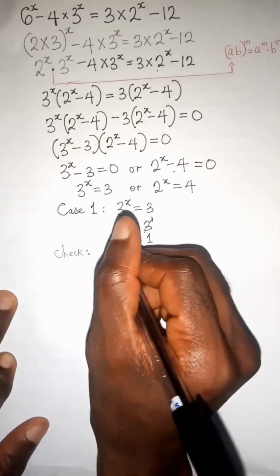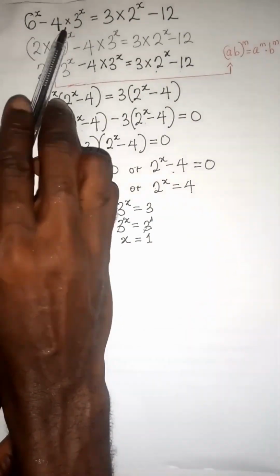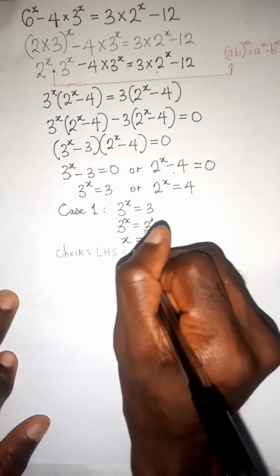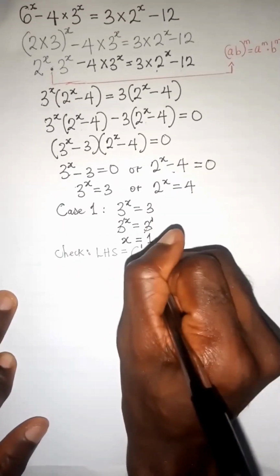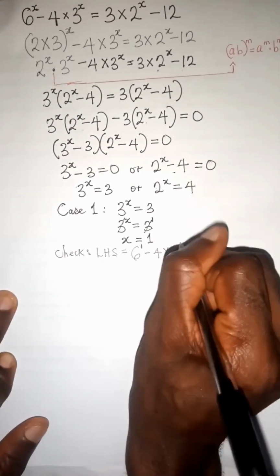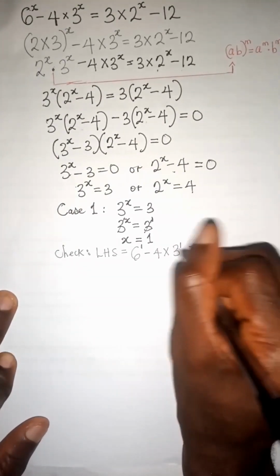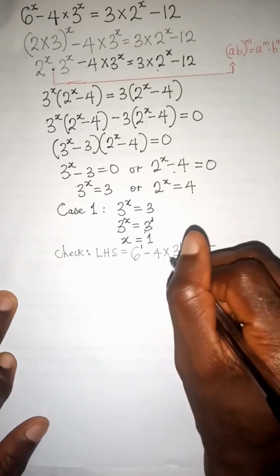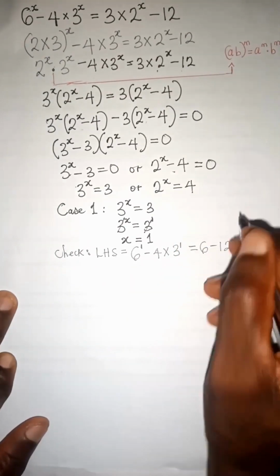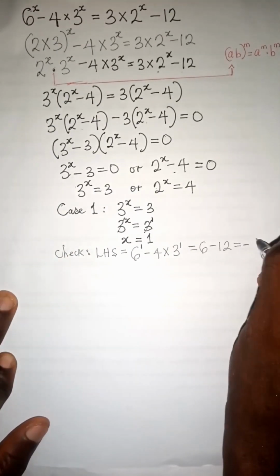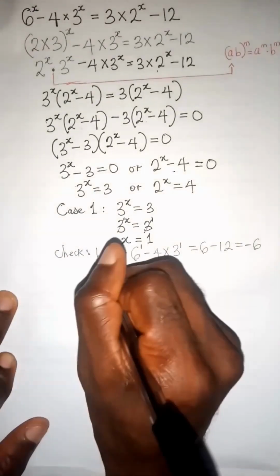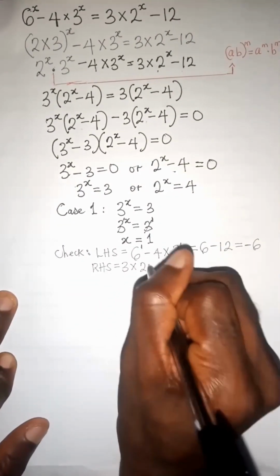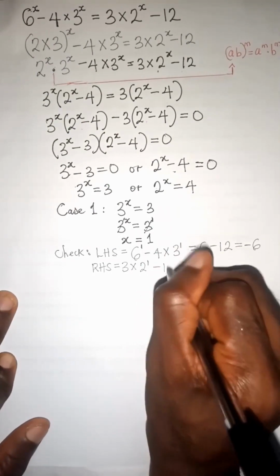Now, the original equation is 6 to the power of x minus 4 times 3 raised to the power x. So we start with the left-hand side. In our check, the left-hand side becomes 6 to the power of 1 minus 4 multiplying 3 to the power of 1. 6 to the power of 1 is 6, and minus 4 times 3 to the power of 1, which is 3, so that's minus 12. 4 times 3 is 12, giving us negative 6. Now, the right-hand side is 3 times 2 to the power of x, so that's 2 to the power of 1, minus 12.